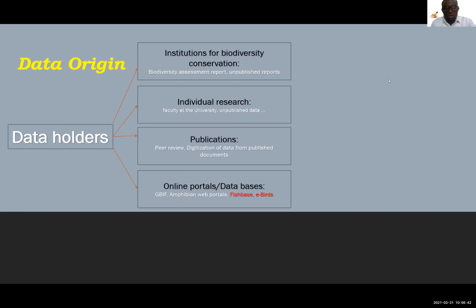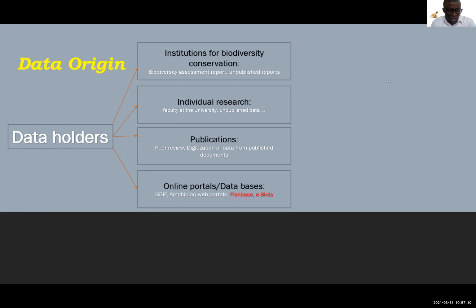What we do is simply fetch and extract the information that we need, entering it into the different templates we have, following the Darwin Core standards. And if there is a need of digitizing some of the data from published documents, the team also digitizes them, and we have the data for the system.